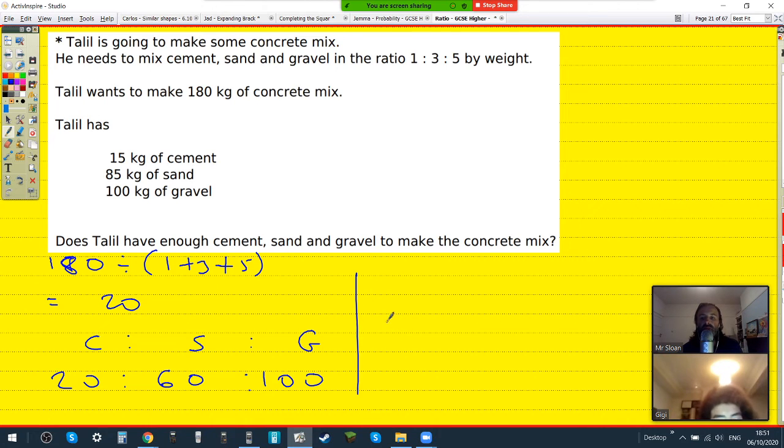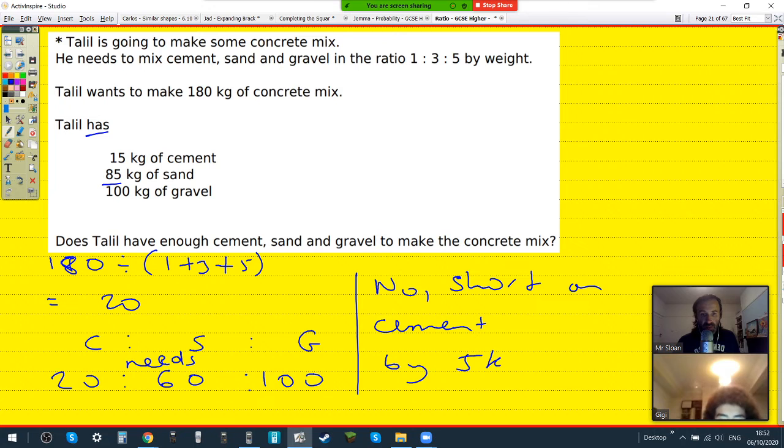No. Why not? Because he is 20. Oh yeah, he does. So this is how. Oh no, no, he doesn't. Because it's sand. He doesn't have enough, but it's not sand. He has 85. This is how much he needs. Oh, then he does now because it's cement. Yeah. How much is he short? 5 kilograms.